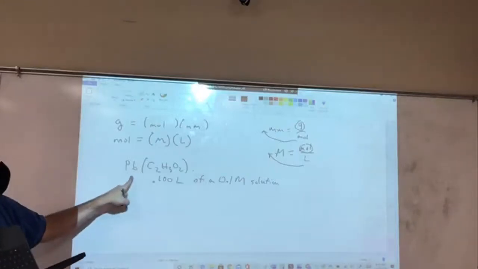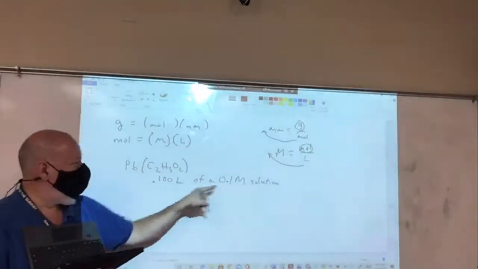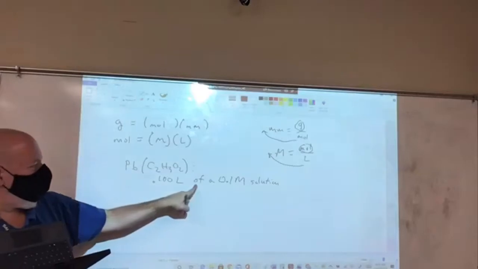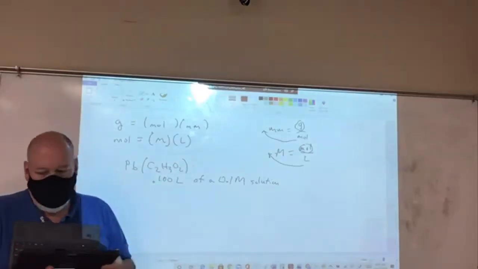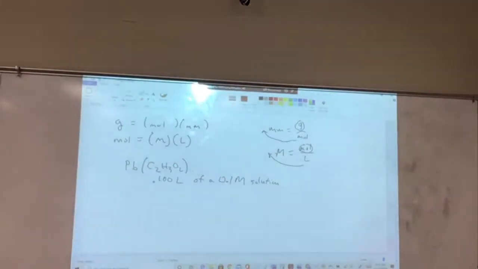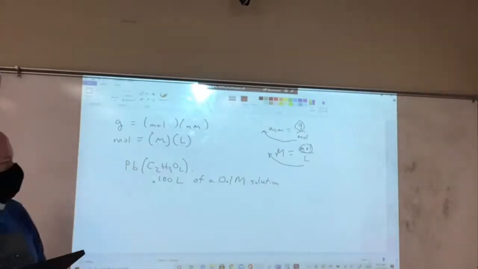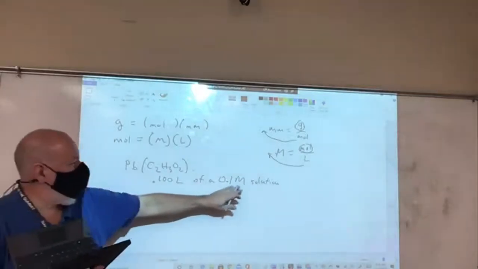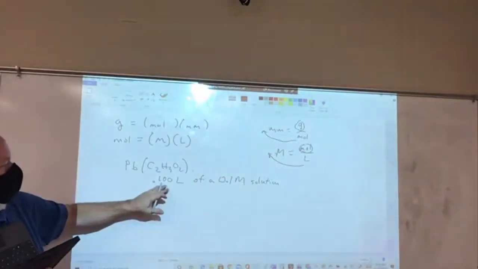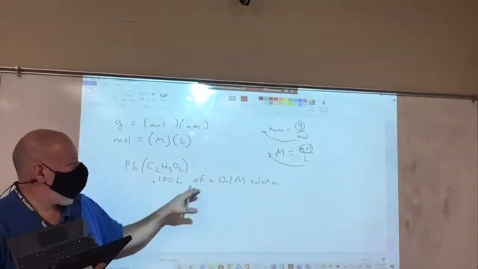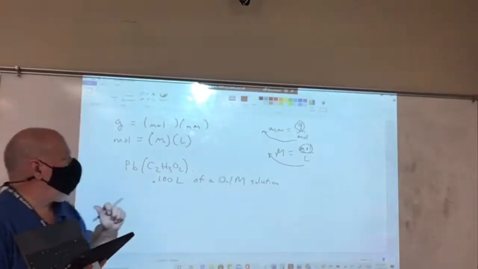Okay? I need you to create 0.100 liters of a 0.1 molar solution, right? And I say 0.1 liters because this is 100 milliliters, and 100 milliliters is 0.1 liters, right? It's 100/1000ths of a liter. So I want you to be able to create 0.1 liters of a 0.1 molar solution.